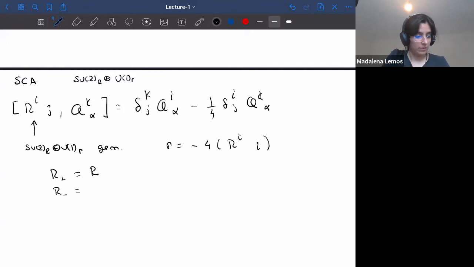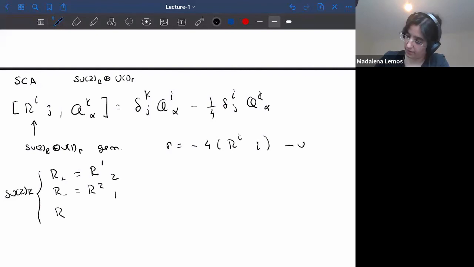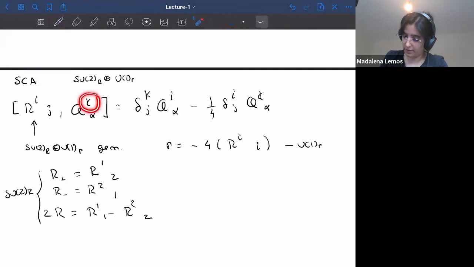I'm not making a mistake here. R12 and R21. And the Cartan, so this makes the SU2R. And this is U1R. So you see that this Q transforms as a doublet with that index of SU2R. And it has a charge, a definite charge under the U1R that can be inferred from this. So this is the action of, this is the algebra, this is generators on generators. Let me ask if this answers the question.